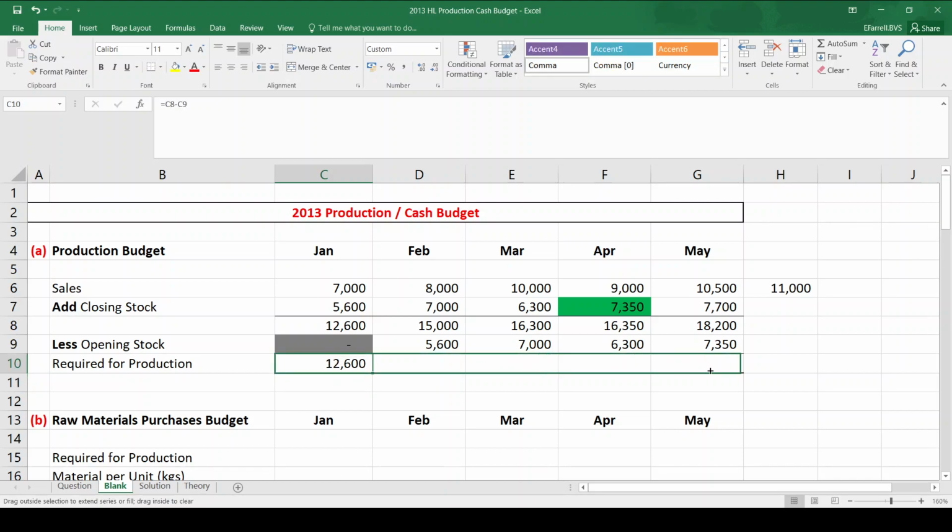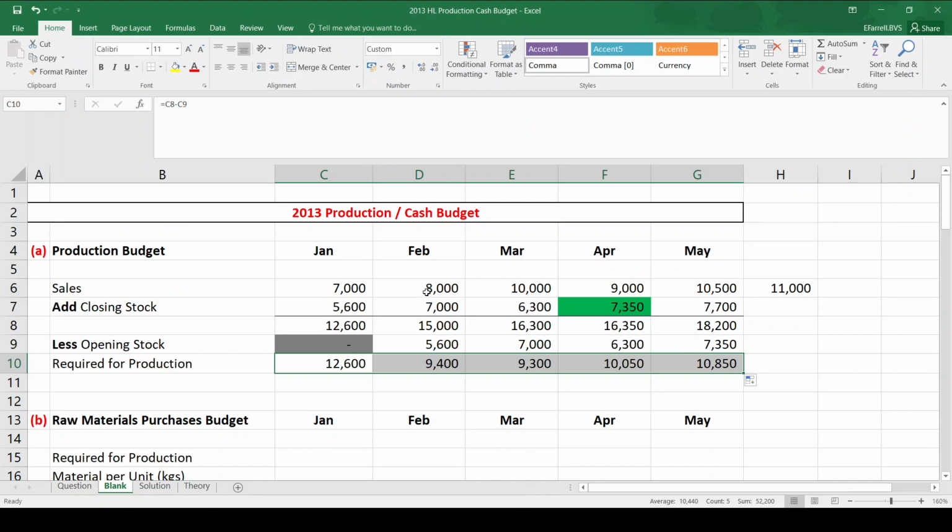And again, I'm going to do the same the whole way across. So in January, just have a look at a couple of the months. In January, we want to make 7,000 units, sell 7,000 units. We want to have 5,600 left over at the end, so I'm going to need to make 12,600. I have none coming forward, so I need to make 12,600.